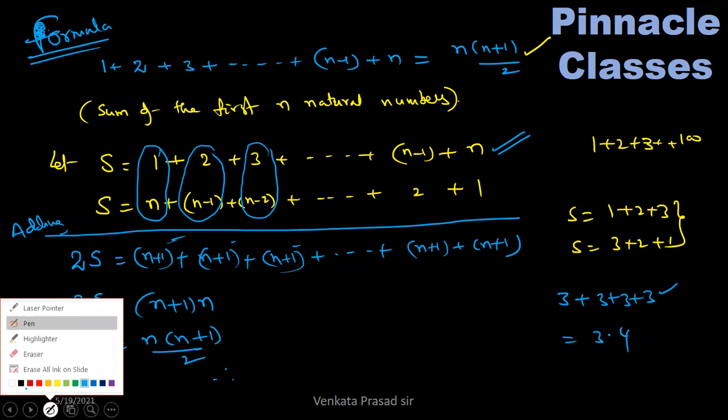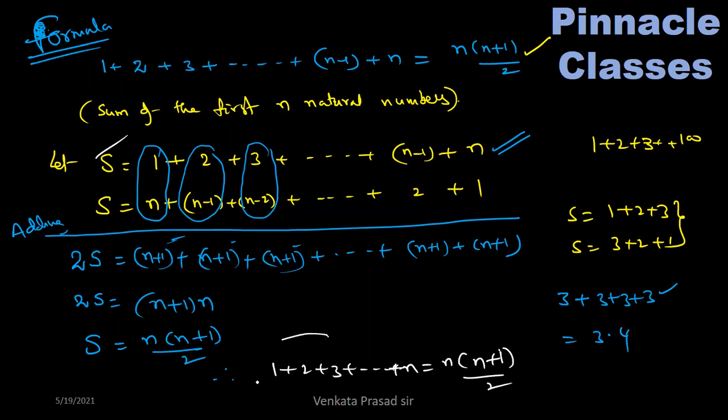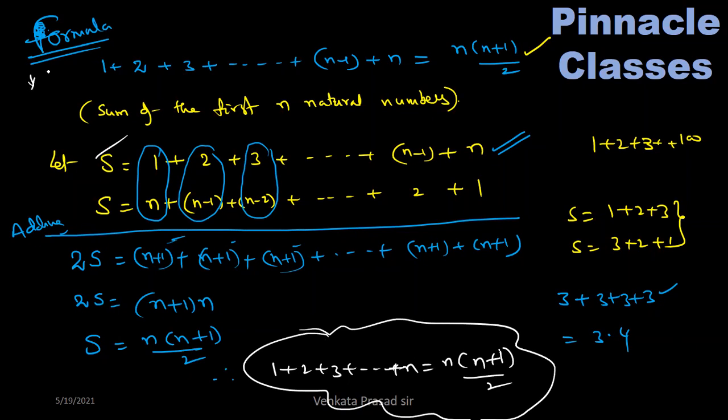Therefore, what is the answer? S means 1 plus 2 plus 3 plus and so on n is equal to n into n plus 1 by 2. That is the answer. Write it down. Triple step formula.